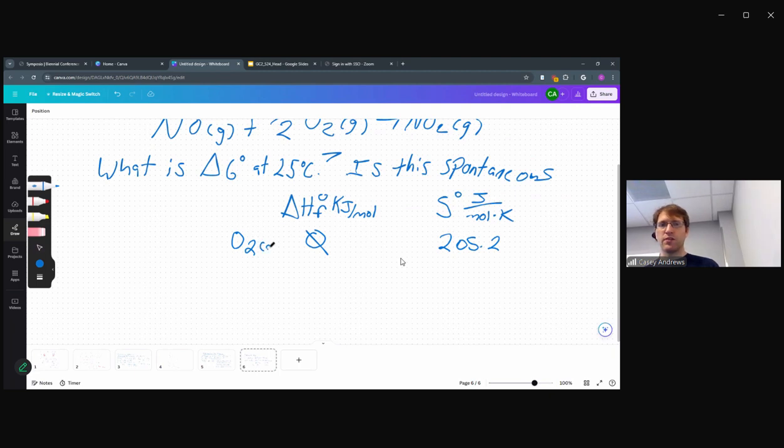NO, these are all gases, but I'll put that. NO gas has a delta HF of 91.3 and S of 210.8. And then NO2 is 33.2 and 240.1.